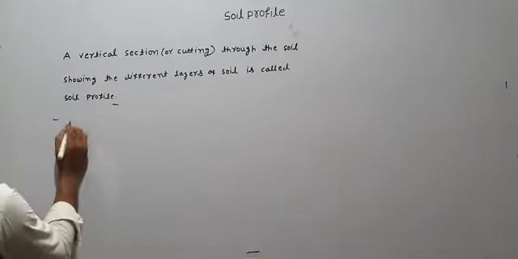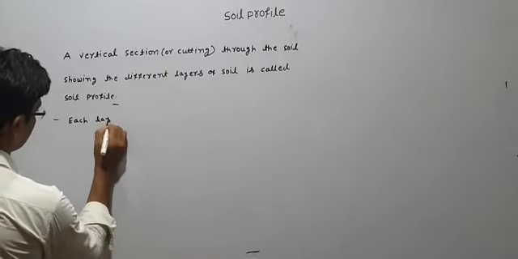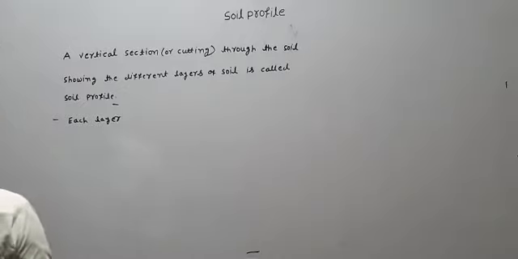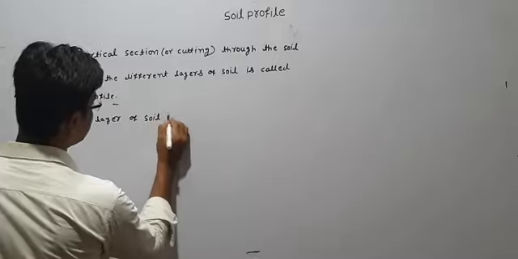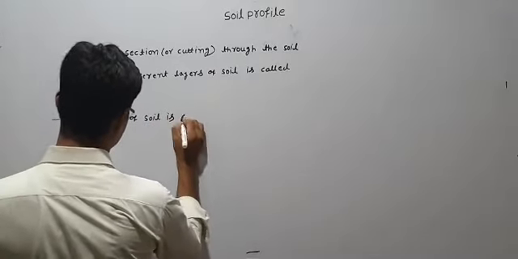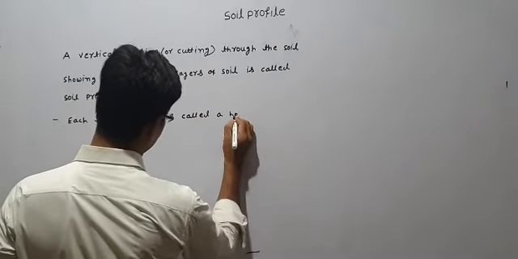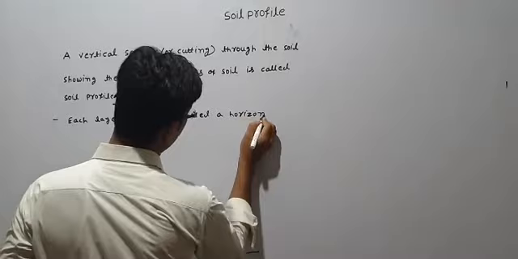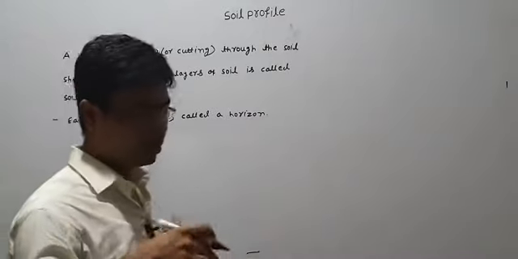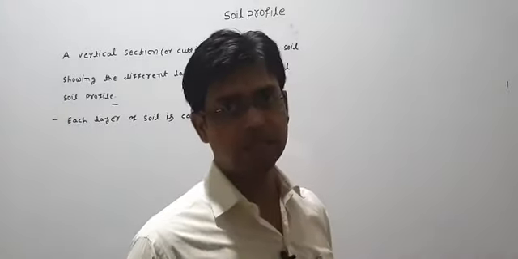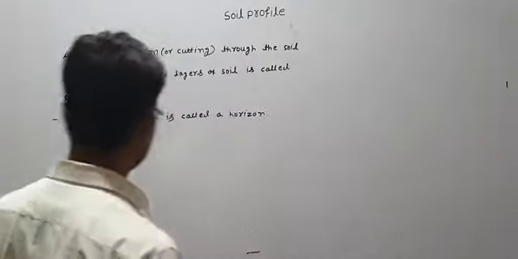And what is there? Each layer we get when we go inside, each layer of soil is called a horizon. So we consider a layer here as a horizon. However many layers we get as we go inside, we say those are the horizons of the soil.